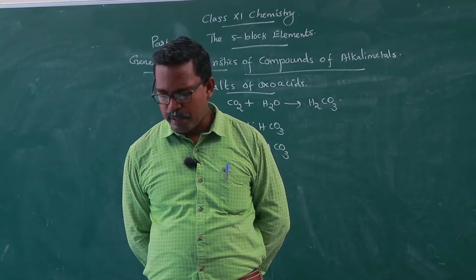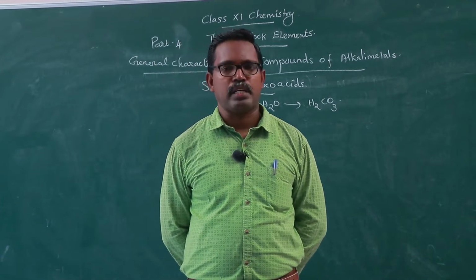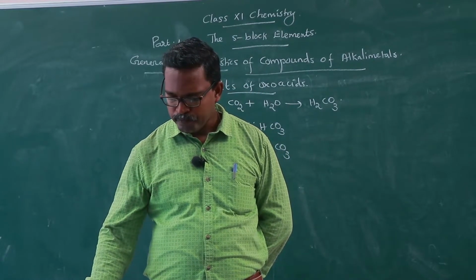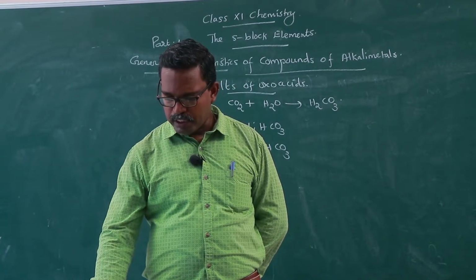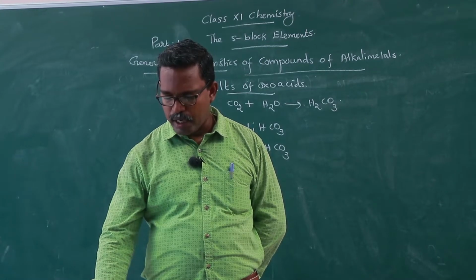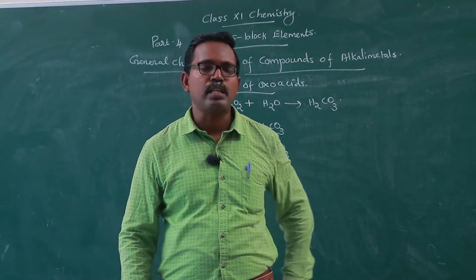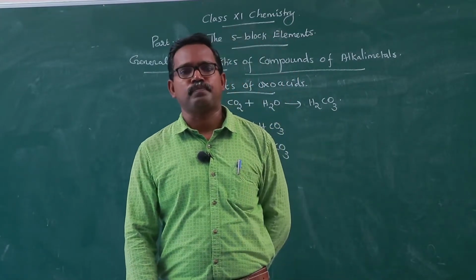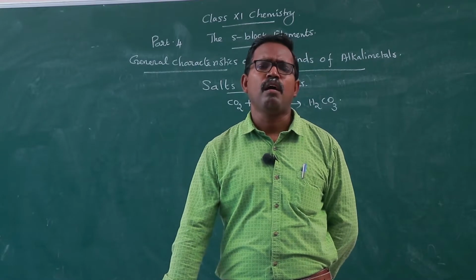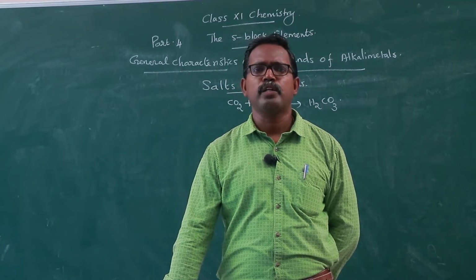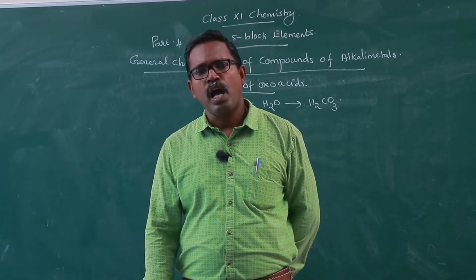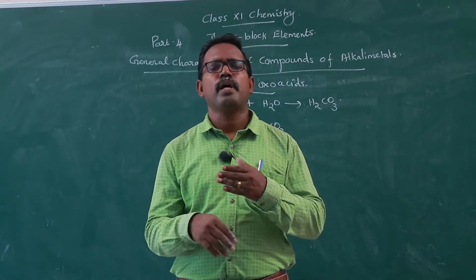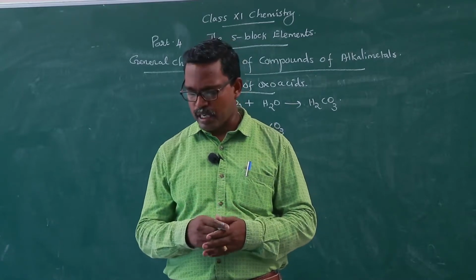Points of difference between lithium and other alkali metals. This is important from the examination point of view. Lithium is much harder. Its melting and boiling points are higher than those of other alkali metals. How does lithium differ from other alkali metals? Lithium is the hardest substance when compared to other alkali metals, and it shows high melting and boiling points when compared with other alkali metals.